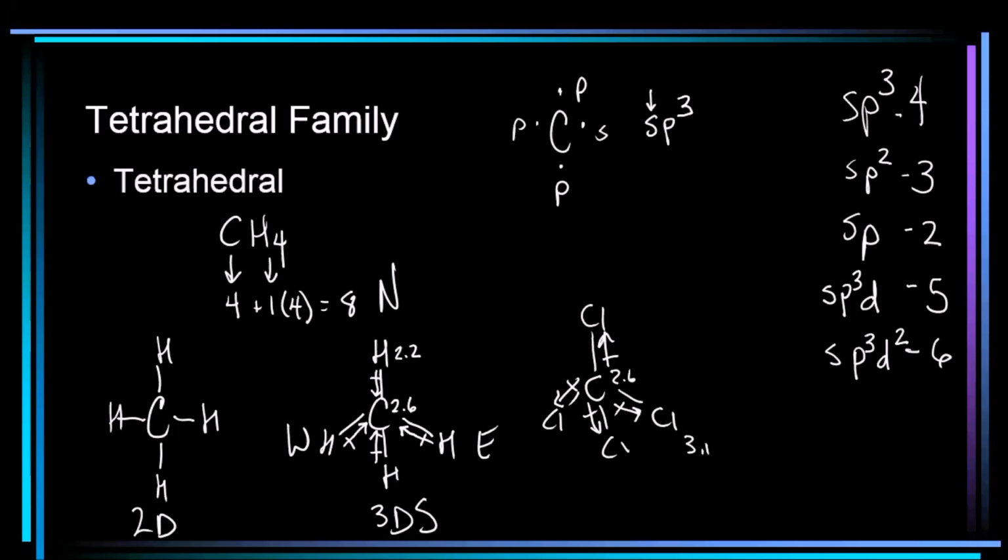Now, let me give you one that's polar so you can see the difference. Cl on top and H's down on the bottom. So the H's are leaning toward carbon and carbon is leaning toward chlorine. North. This is the negative side. This is the positive side.